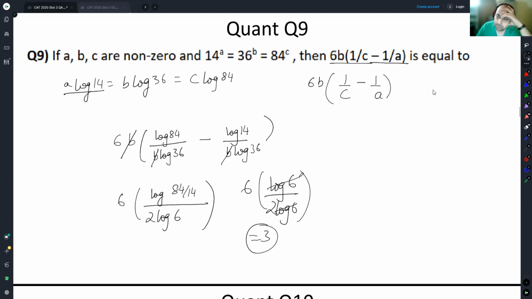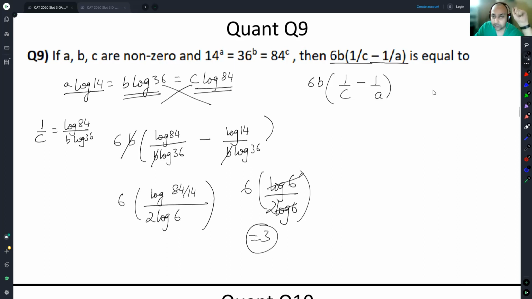All are equal, इसीलिए रिप्लेस कर दिया नहीं. यहां से देखो, इन दोनों को देखना ऋतिक, इन दोनों को देखना, सिर्फ इन दोनों को जिसको अंडरलाइन किया. यहां से ये आ जाएगा 1 by C is equal to log 84 by B log 36. C को नीचे ले आए, इसको भी नीचे ले आए, ऐसा ऐसे मूव करा दिया.